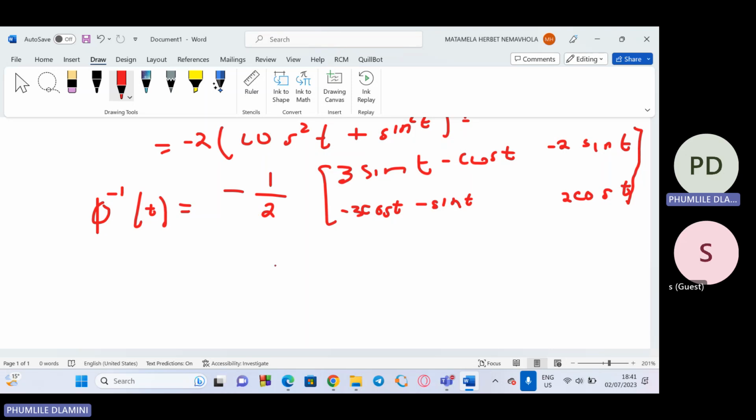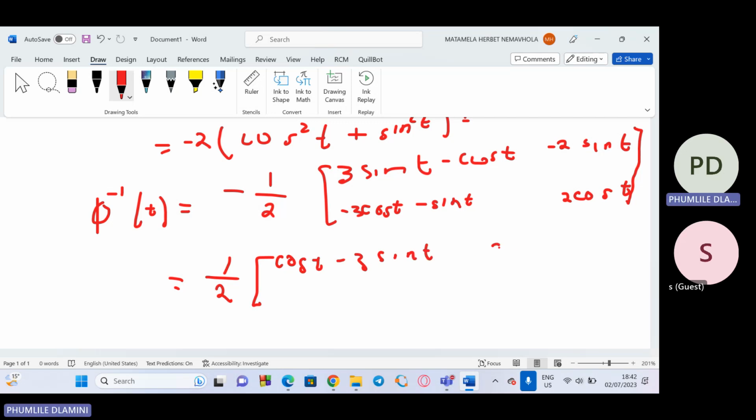Now I can decide if I want to make some changes. I can take out a negative outside here. We have a negative here and we also have a negative, so if I multiply the whole equation by negative 1, we get the answer 1 over 2. Then if I multiply this by negative, 3 sine t minus cos t ends up becoming cos t minus 3 sine t.